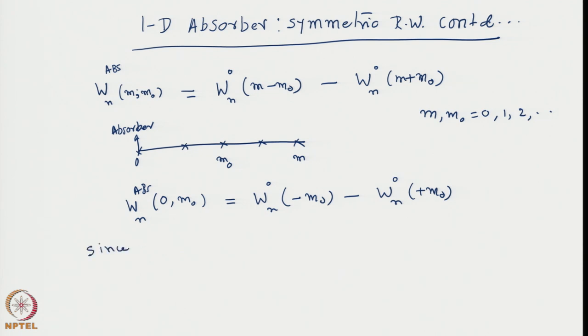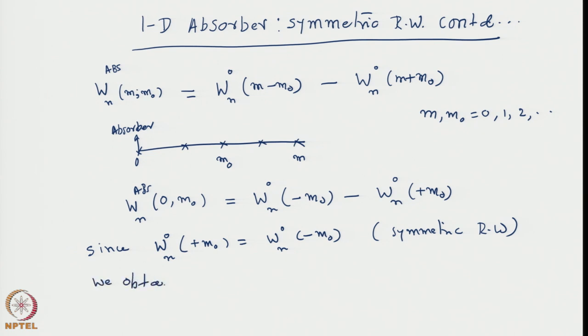Since the free random walk at plus m naught is equal to W n 0 at minus m naught, that is why it is called a symmetric random walk. We obtain, since this is true, for the absorber the occupancy probability at the origin is 0. This is an important boundary condition.